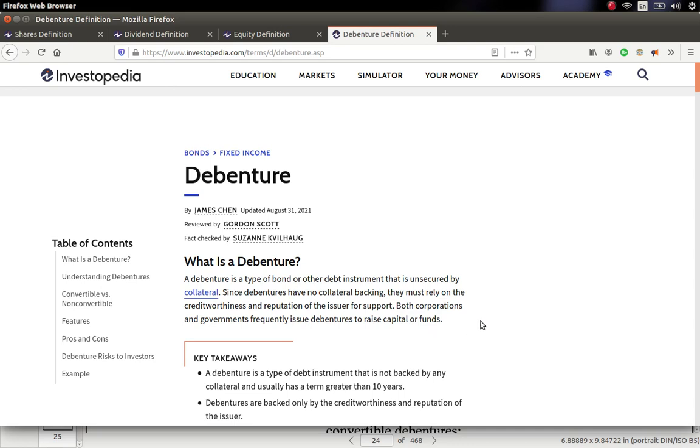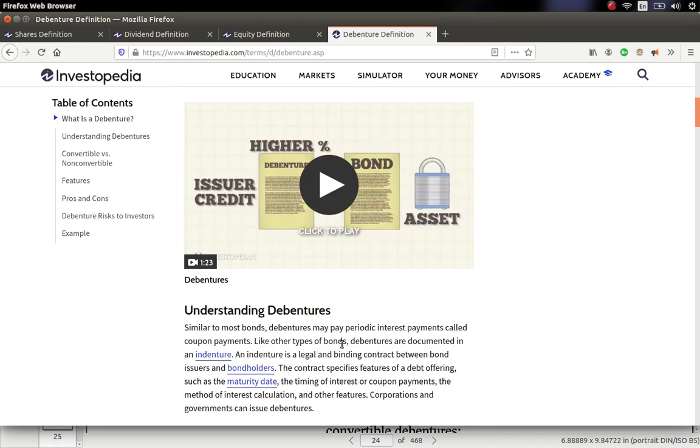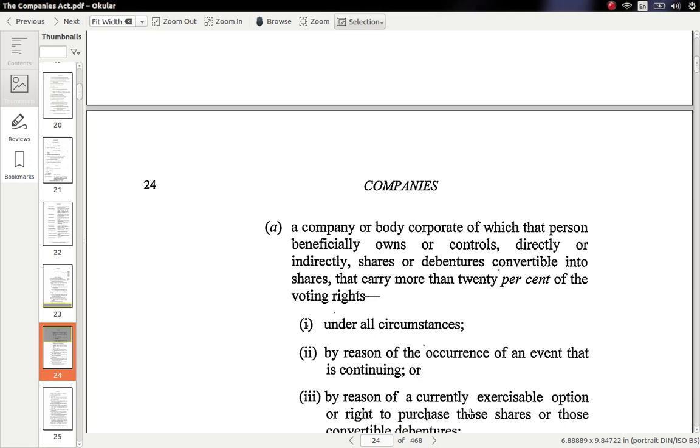Okay, so it sounds like if the government or a company says, if you lend us $100,000, after 5 years we will give you $130,000, then that is a debenture. What they will pay out is the debenture. So the debenture is a type of debt instrument that is not backed by any collateral, usually has a term greater than 10 years. It's backed by the creditworthiness and the reputation of the issuer. Alright, debentures. So we continue.